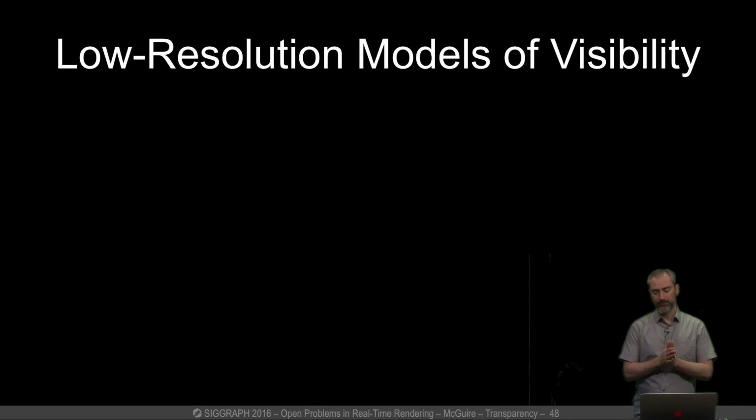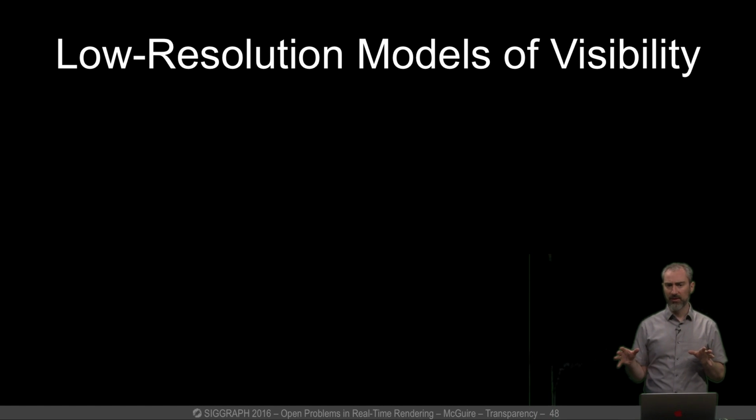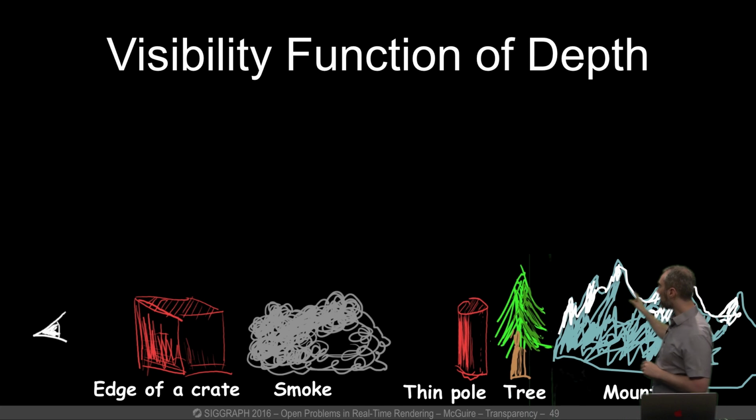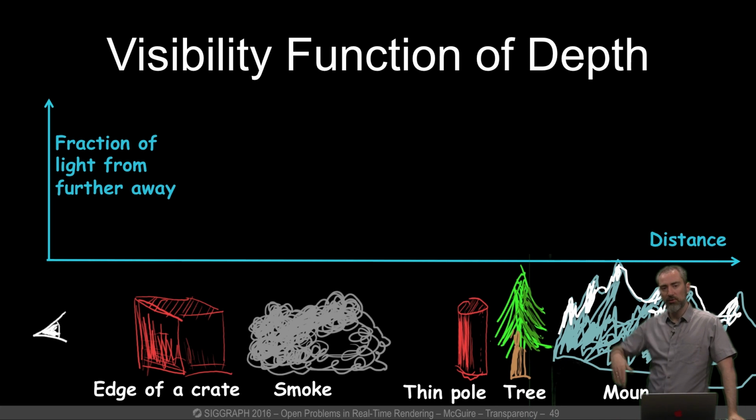So let's keep looking. There are a number of techniques that I'm going to call low-resolution models of visibility. And in order to describe that, I have to tell you about the visibility function first. So if we go back to our scene where we had multiple layers of compositing, the edge of the crate, the smoke, a thin pole that covers half a pixel, and so on, we can graph a function where the vertical axis will be at every distance along the horizontal axis, how much light from farther past this surface can I see? So it'll start close to 1, close to the top of the graph, because initially all of the light that I'm seeing is coming from something farther back.